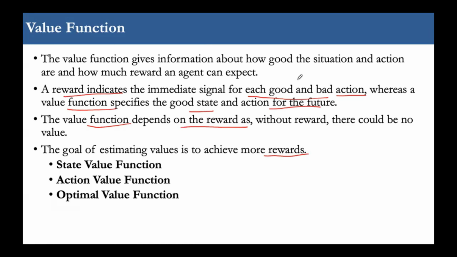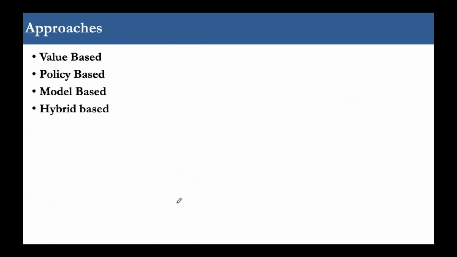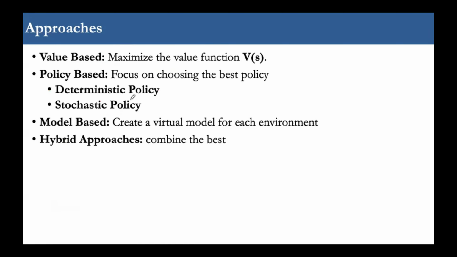So there are different types of value function. One is state value function, then action value function, and then optimal value function. In optimal value function, we have optimal state value function and optimal action value function. Then we'll see what approaches we follow in reinforcement learning. The first approach is the value-based approach, the next one is policy-based approach, model-based approach, and hybrid-based approach. We'll look into them one after another.